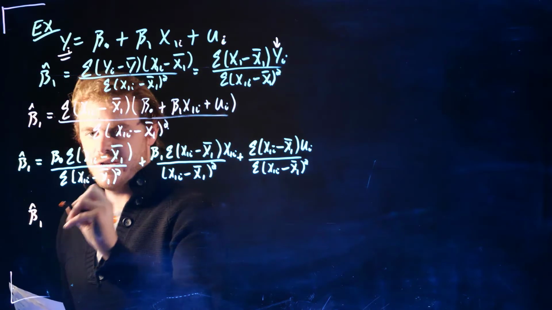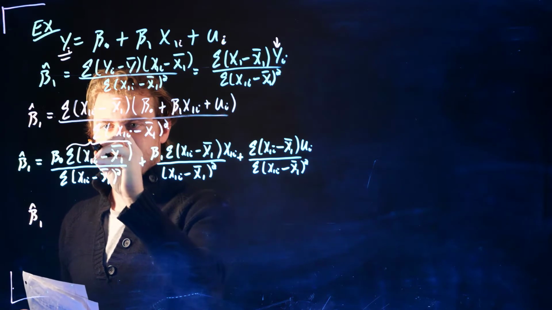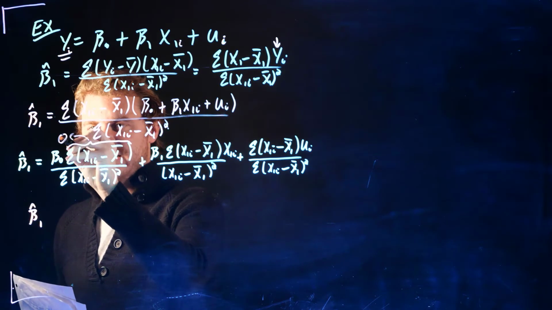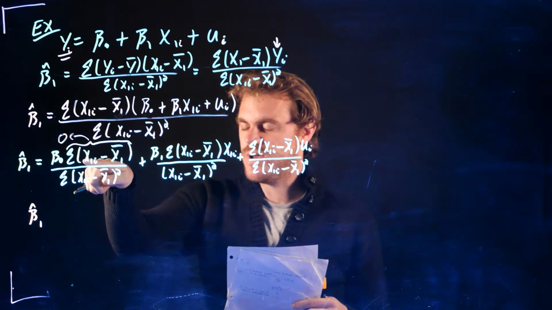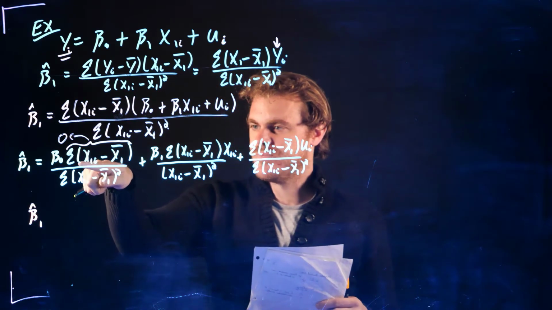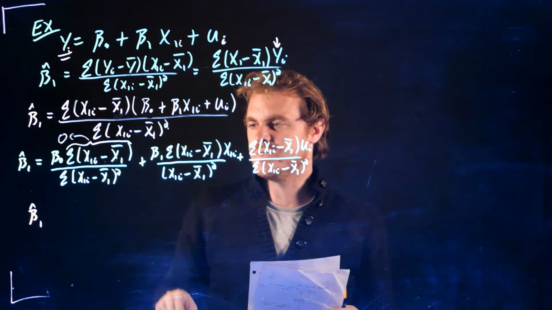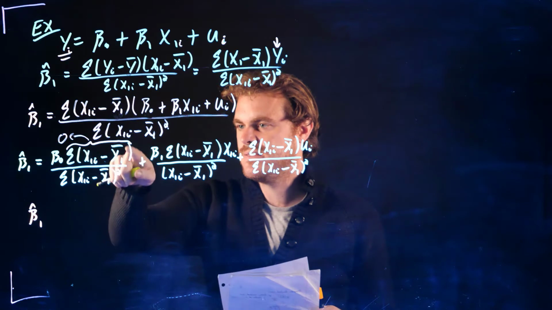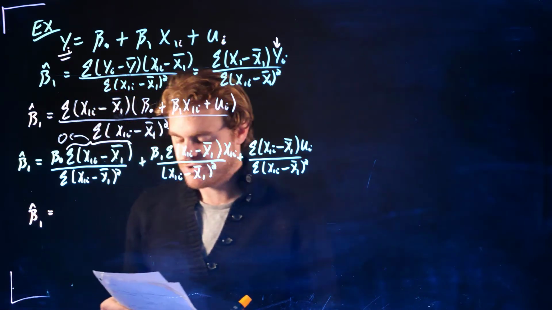The first thing to notice is that this term here is 0. Adding up all the values of x1 and then subtracting n times the mean is going to be equal to 0. We've seen that this is equal to 0 before, so this whole first term is going to drop out.